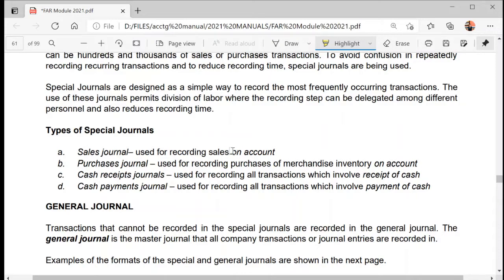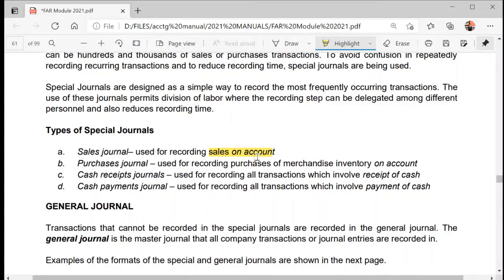How about those sales, ma'am, wherein we receive cash? If that is the case, then that would be part of the cash receipts, because we received cash. Again, the sales journal is used for recording sales on account. It does not mean all types of sales or all sales transactions, only those that are on account, because if we receive cash for that transaction, that would be part of the cash receipts journal.